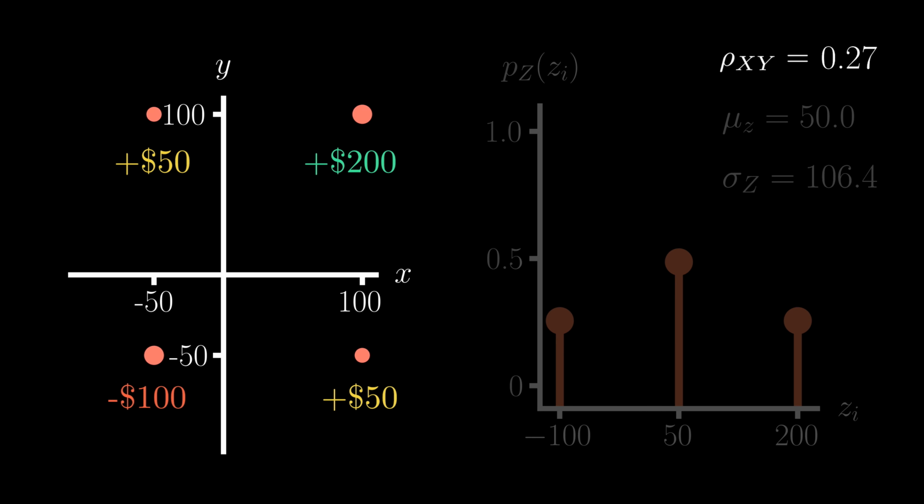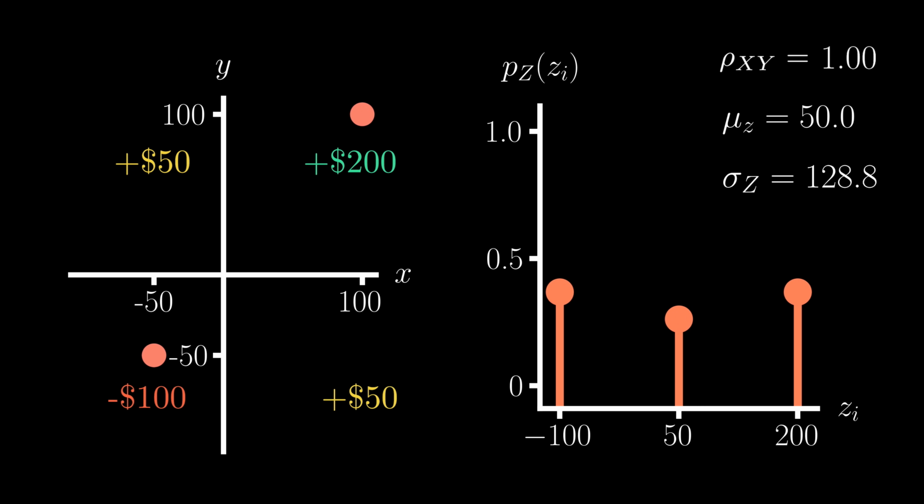Now let's look at the case of perfectly positive correlation, the situation where a single coin flip either makes both Frank and Todd pay you $100 each or cost you $50 each. Here, the mean of Z stays the same, but the standard deviation increases substantially. This increase in dispersion makes intuitive sense. We either get a big payout or face significant losses.